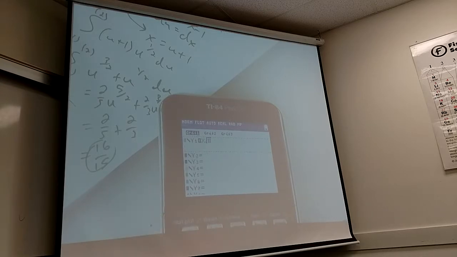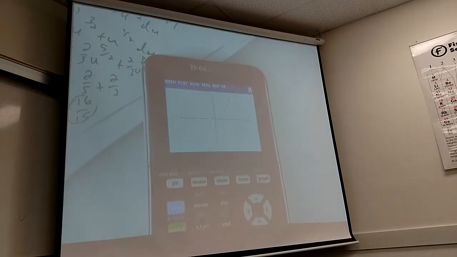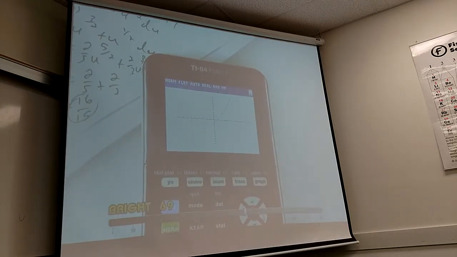Times the square root of, where'd it go? x minus 1, right? That's the thing. And then if I zoom, look at that. That's awesome. Zoom 6. Ooh, dimension error. Stat plot's probably on. Let me deactivate that. All right, that's better. So there's the graph of the function. Can you guys see that all right? Somewhat? Can you pretend like there's a graph up there?